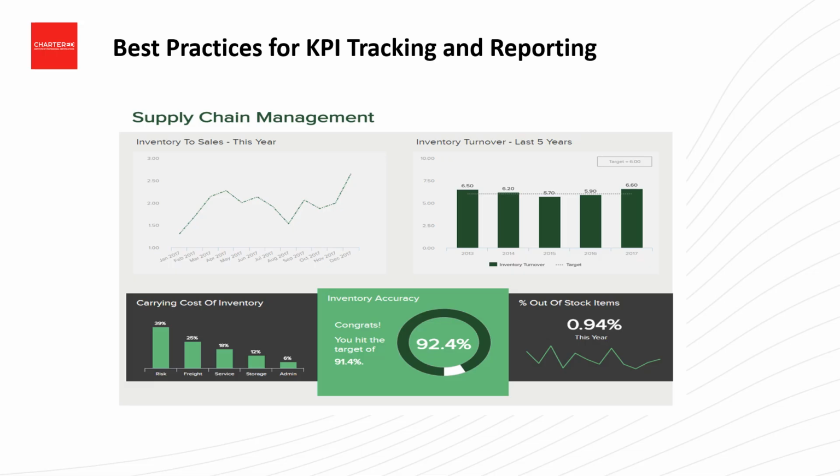Another key best practice for KPI tracking is visualization and communication. Presenting KPIs in a visual and easy to understand format enhances communication and comprehension. Therefore, the use of graphs, charts, and dashboards to represent KPI data visually makes it easier for stakeholders to interpret the information, identify patterns, and understand the impact of actions taken to optimize the supply chain.